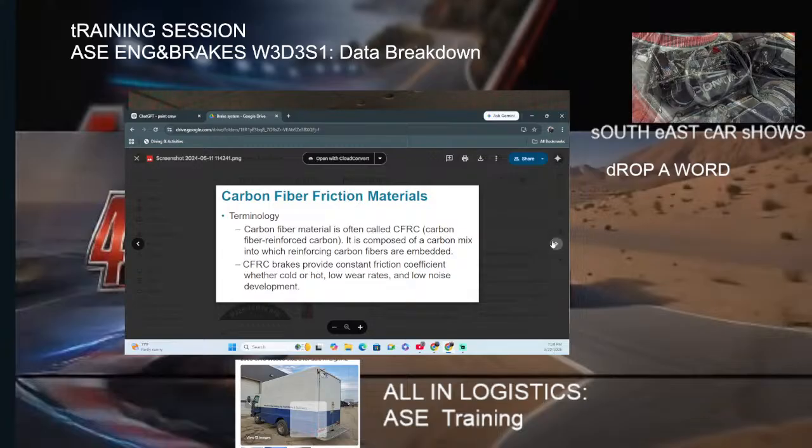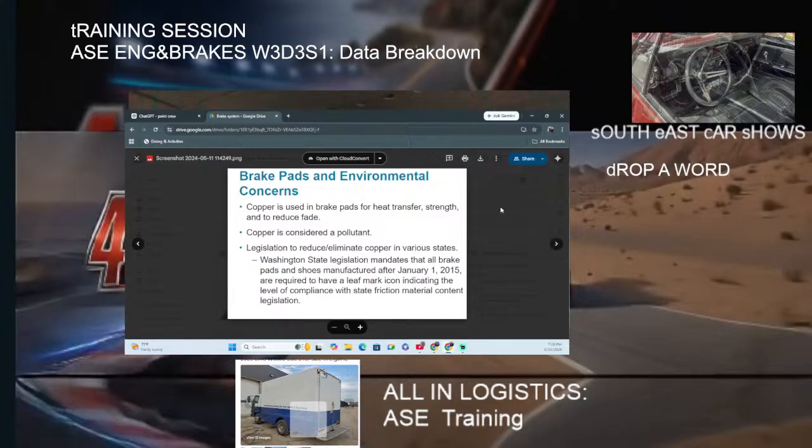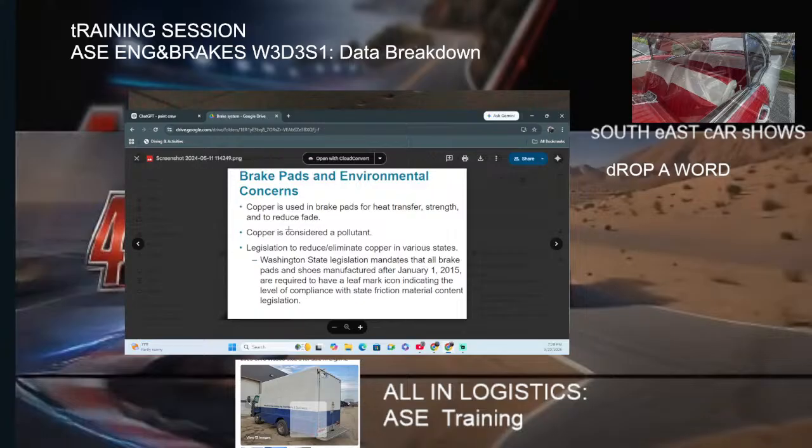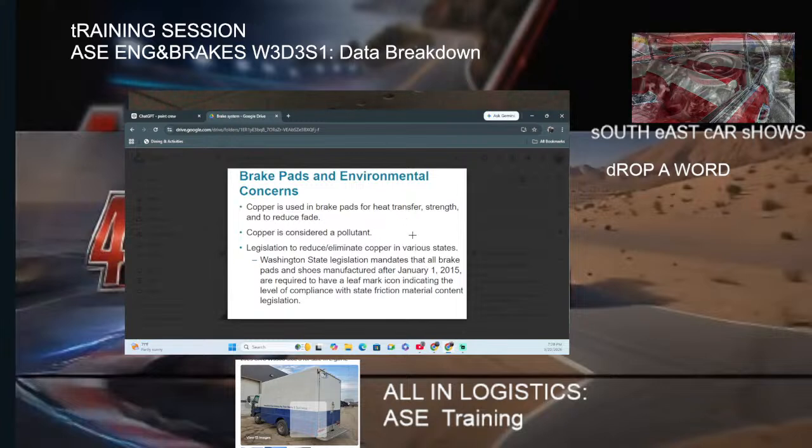Alright, let's look at it. Brake pads and environmental concerns. Copper is used in brake pads for heat transfer, strength, and to reduce fade. Copper is considered a pollutant. Legislation to eliminate copper in various states.